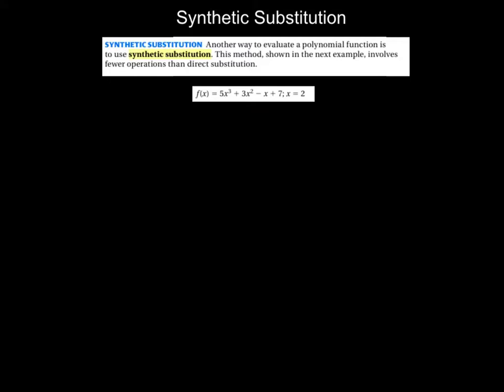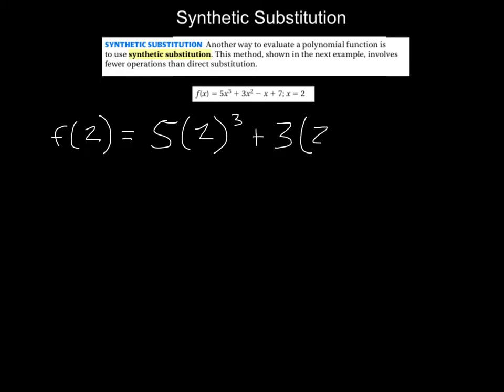Now, when we evaluate this function at the point x equals 2, all we're doing is looking at f of 2. We're substituting in 2 anywhere we see x in this function. So substituting in, we would get 5 times 2 to the third power plus 3 times 2 to the second power minus 2 plus 7. Now we can just do some arithmetic and solve this problem.